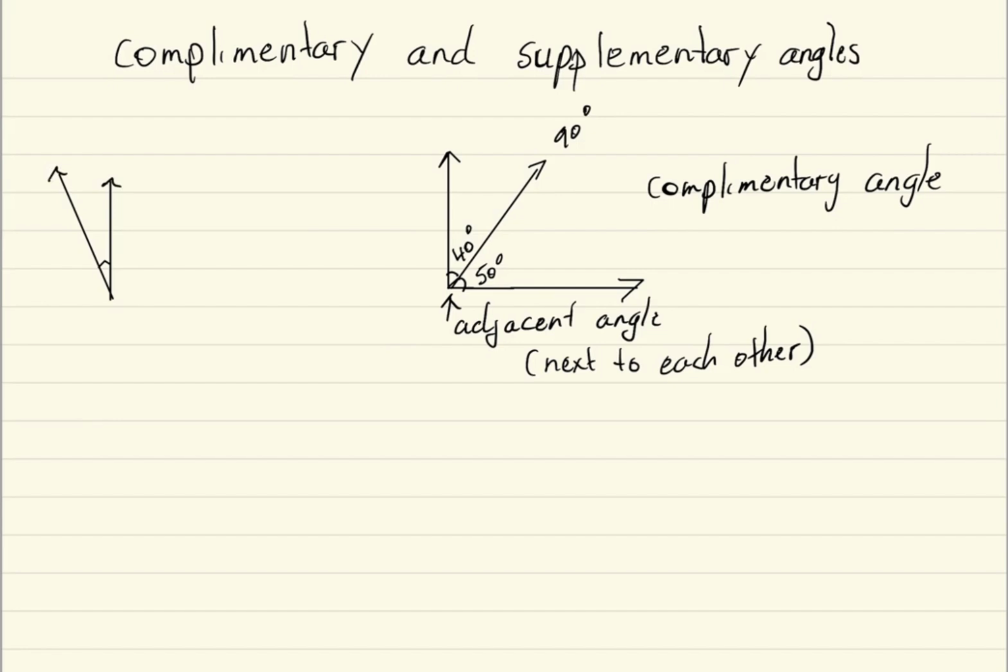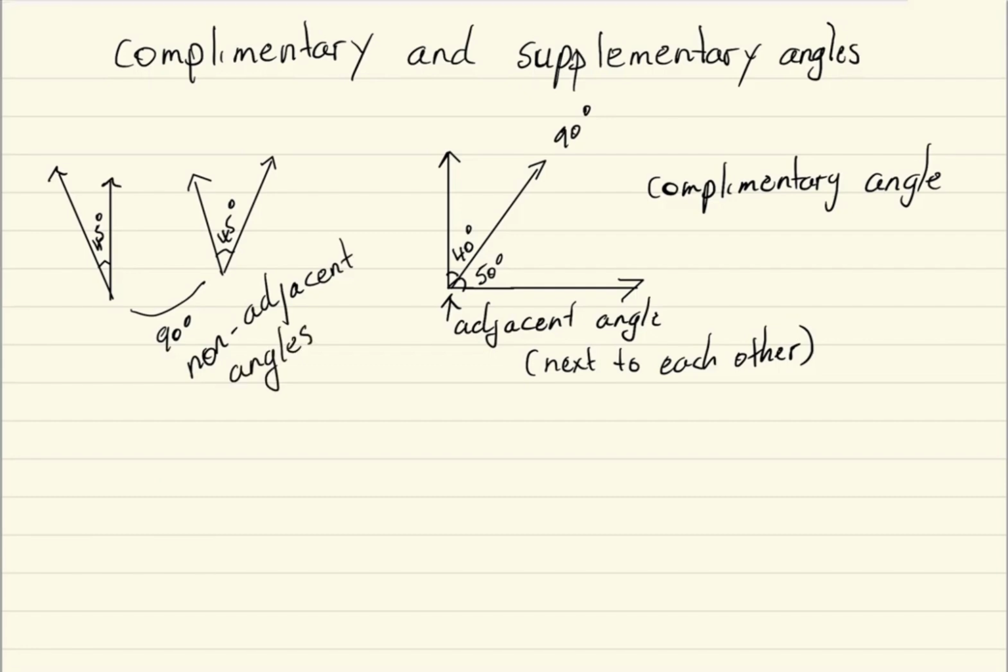So for instance, right here, let's say this angle, let's just call it 45. I know it's not 45 degrees. Let's call it 45 degrees. And then we had another one here, which is also an angle of 45 degrees. So these two sum to 90 degrees. So these are non-adjacent angles. And these are also complementary.